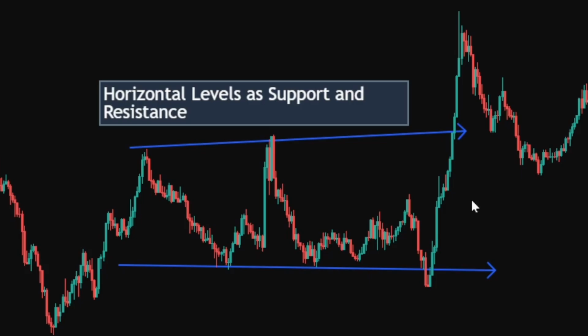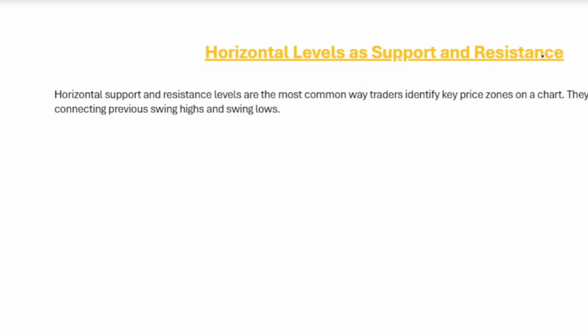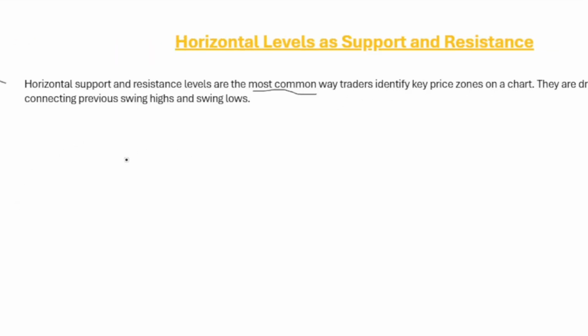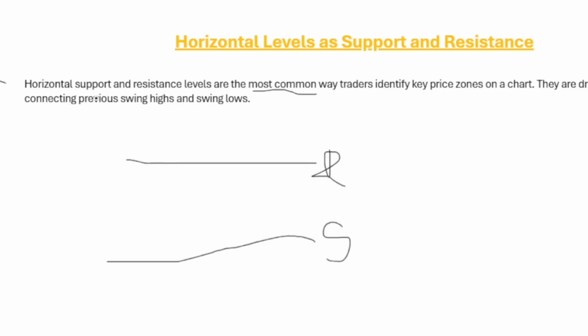But let us dive deeper. Horizontal support and resistance levels are the most common. The way I told you that traders identify a key price zone on a chart, they are drawn as straight horizontal lines like this. Straight horizontal lines as a resistance, and straight horizontal lines as a support, connecting previous swing highs and swing lows. Example like this: swing high, swing low, swing high, swing low, swing high, then swing low. You can draw here and you can draw here.